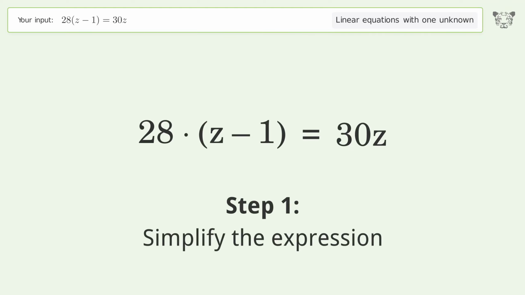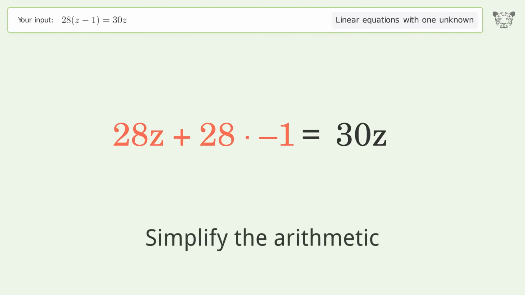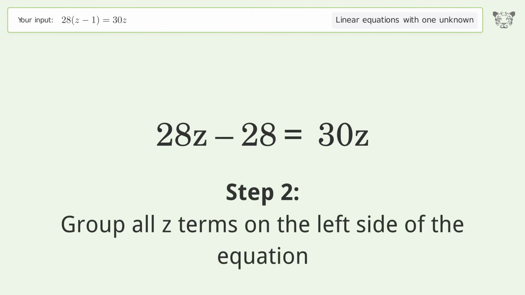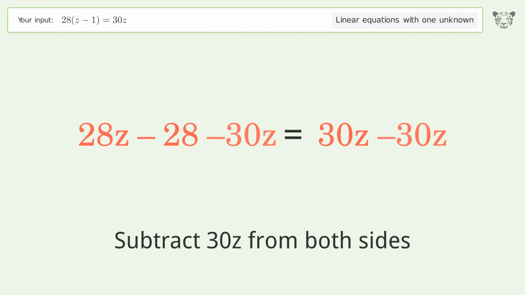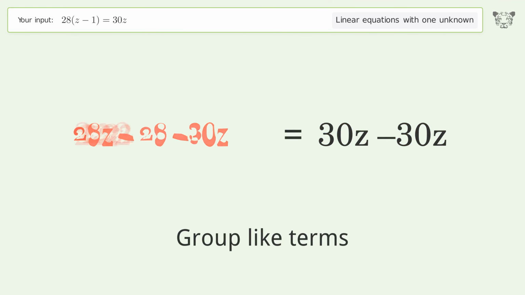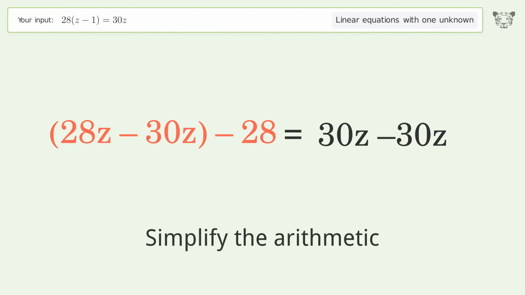Simplify the expression. Expand the parentheses. Simplify the arithmetic. Group all z terms on the left side of the equation. Subtract 30z from both sides. Group like terms. Simplify the arithmetic.